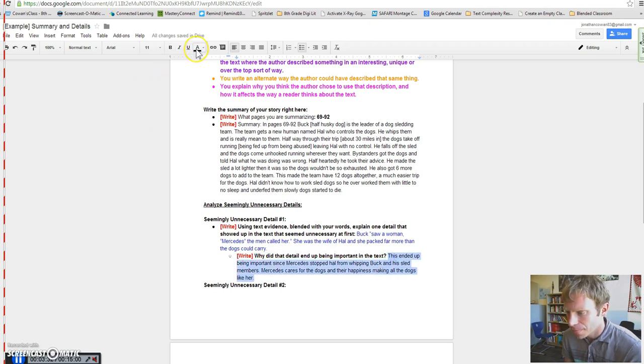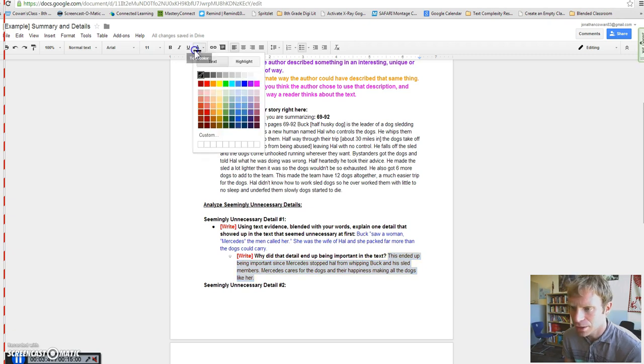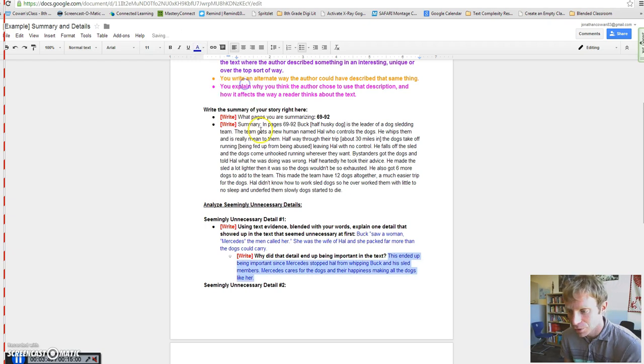They said, this ended up being important since Mercedes stopped Hal from whipping Buck and his sled members. Mercedes cares for the dogs and their happiness, making all the dogs like her. So they're explaining that detail of why they, I suppose the detail was that they introduced Mercedes, and then why does Mercedes matter?